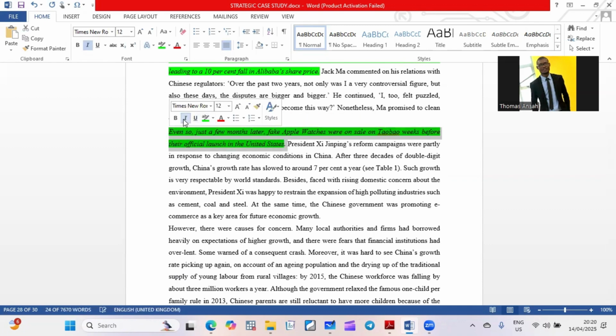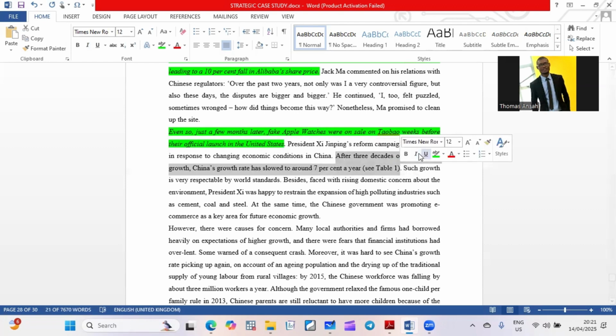When you are reading them, you must see. President Xi Jinping's reform campaign was partly in response to the changing economic conditions of China. After three decades of double-digit growth, China's growth rate has now slowed to 7%. So which one would this fall under? Economic. Very good. You are doing well.